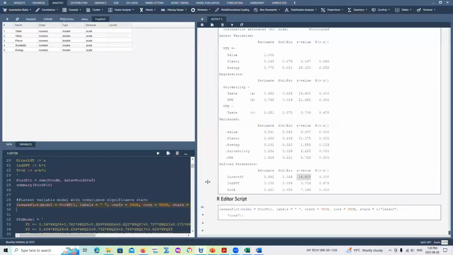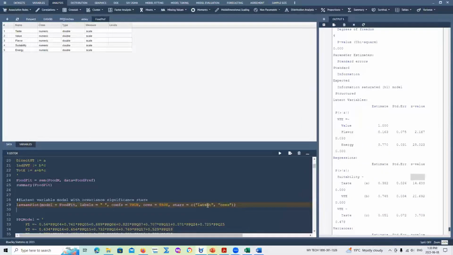So here I must say latent. I think here it says latent, you see. You see here, it says latent. So that's why, if I put regress here, I hope that I put regress here, then it should work.